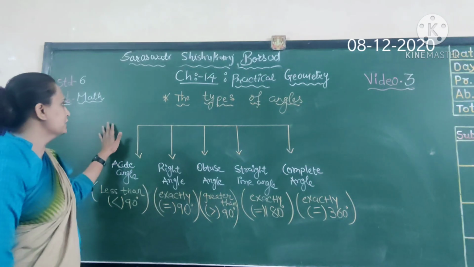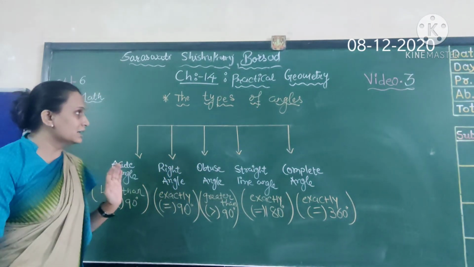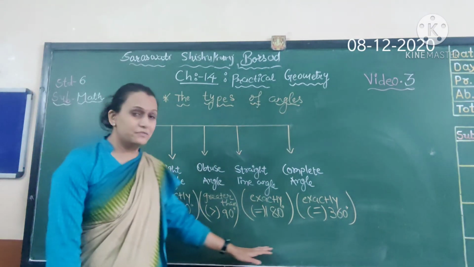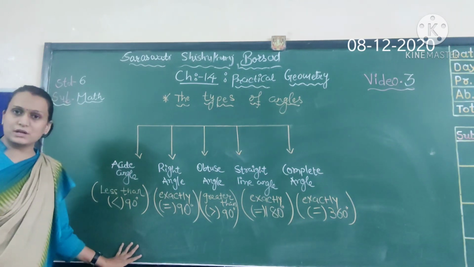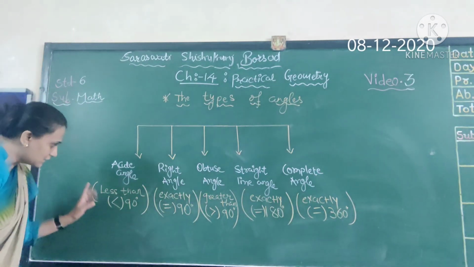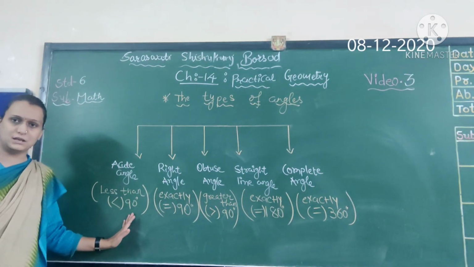Now here I have taken the types of angles. All of you know that there are different types of angles, okay? So we are going to learn the types of different angles. Here the first one is acute angle. What is the meaning of acute angle? Acute angle means the measure of an acute angle is compulsorily less than 90 degree.